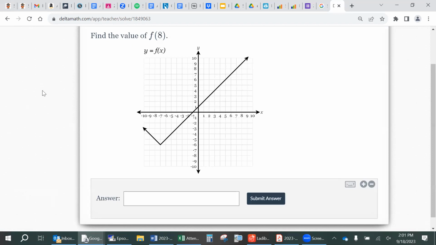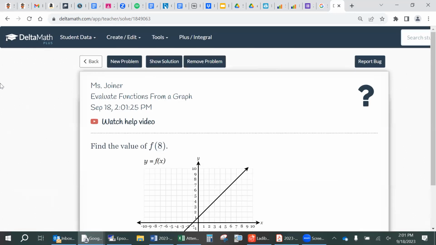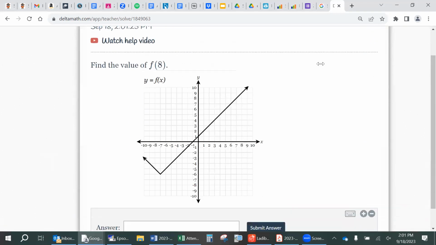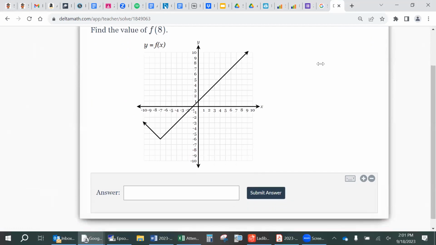Kendall, I'll help you in a second. Okay, everybody see this question? Okay, you want to find the f of 8. So you're gonna find 8 on the x-axis, and then just say how high your pretty point is.